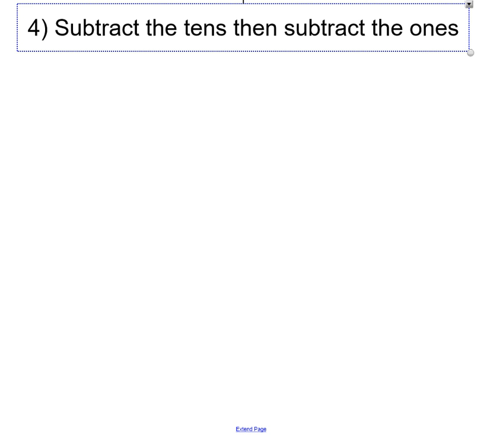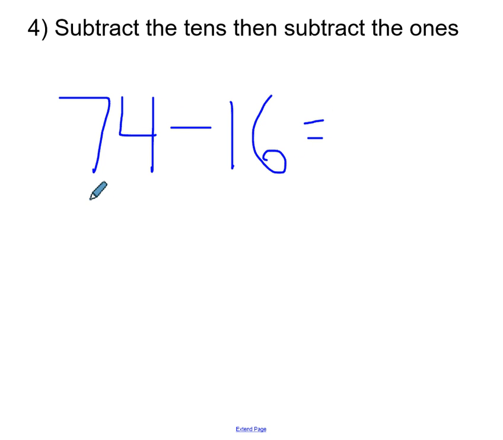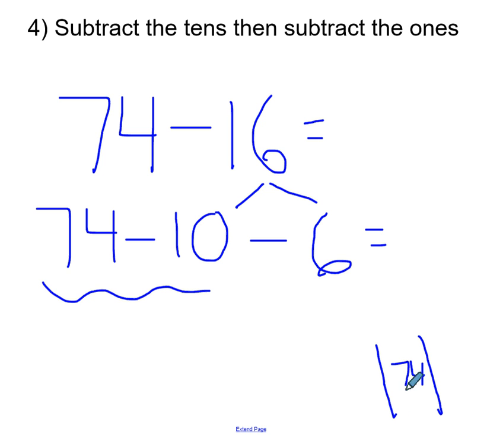For strategy number 4, subtract the 10s, then subtract the 1s. We're going to use 74 minus 16. So if you want to subtract the 10s first, you're going to write 74 minus 10. And then what's left? Imagine 16 is the same as 10 and 6. Now 74 minus 10, if you think about the 100 chart, okay, you remember in the 100 chart, when we take away 10, we need to go 1 square up. So take away 10, you would get 64.